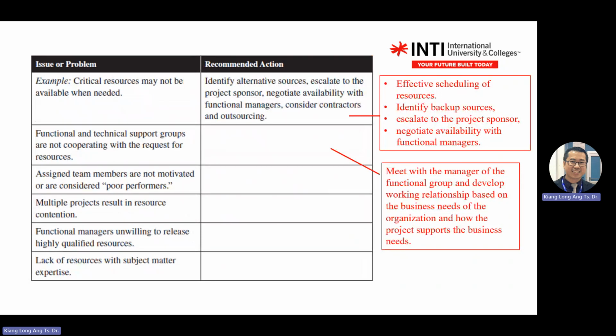You need to look at your timetable, resource planning, identify backup sources, outsourcing, escalate to the sponsor, negotiate availability with the functional managers. So this one, resources, you deal with the functional units. If you lack resources, you need to deal with functional managers.